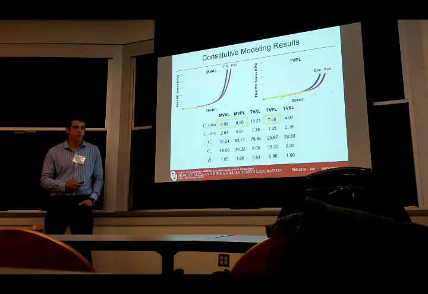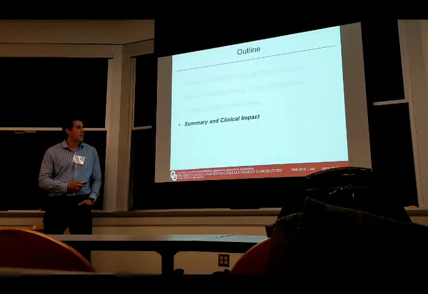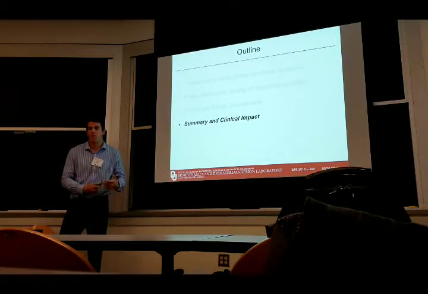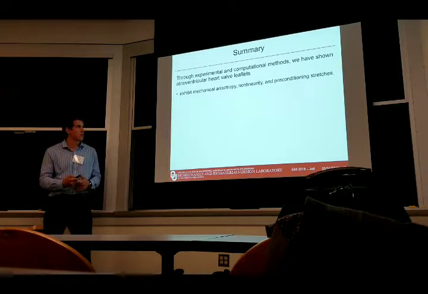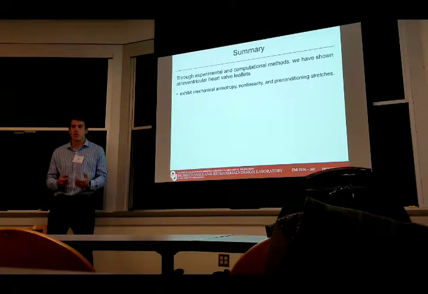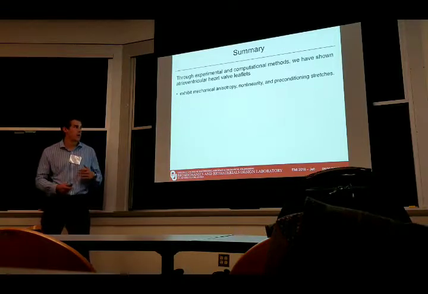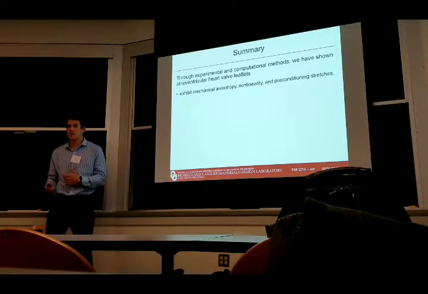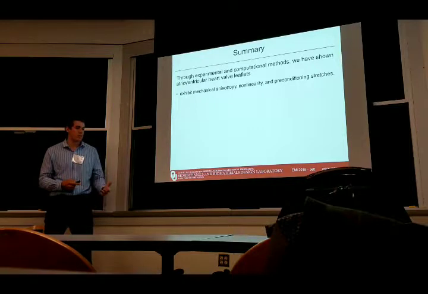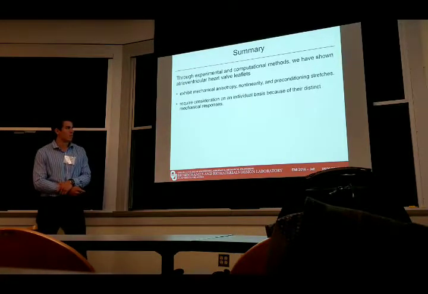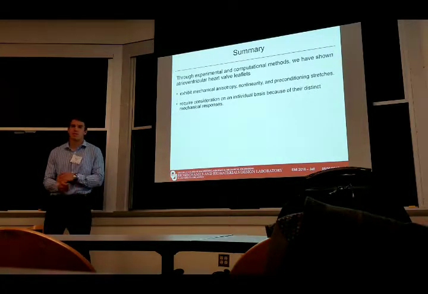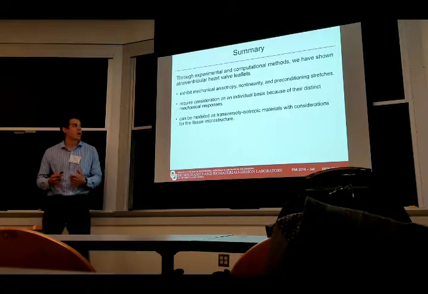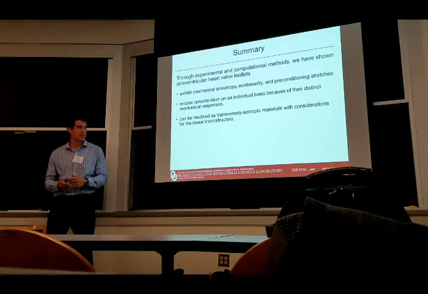So we're actually pretty happy with our fitting for the data, and this moves us to the summary of what we've done in this study and its impacts. Throughout this study, we have shown that all of these atrioventricular valve leaflets exhibit mechanical anisotropy, nonlinearity, and preconditioning stretches. This had not been previously shown for the tricuspid valve leaflets. We showed that they require consideration on an individual basis because of those differing mechanical responses. We also showed they can be modeled as transversely isotropic materials with considerations for their microstructure.